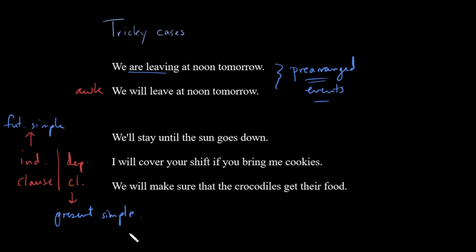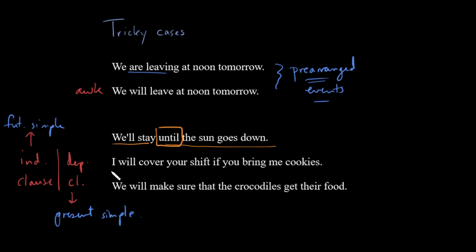So let's go through these quite quickly here. The first one, "We'll stay until the sun goes down." This is our independent clause, "we will stay." There is our future simple, "will stay." And then we have our dependent clause, and it starts with a time marker. And when you have this time marker, you often end up using the present simple. You don't say "the sun will go down," you say "the sun goes down." Seems a bit odd perhaps if English is not your native language, but it's something to watch out for.